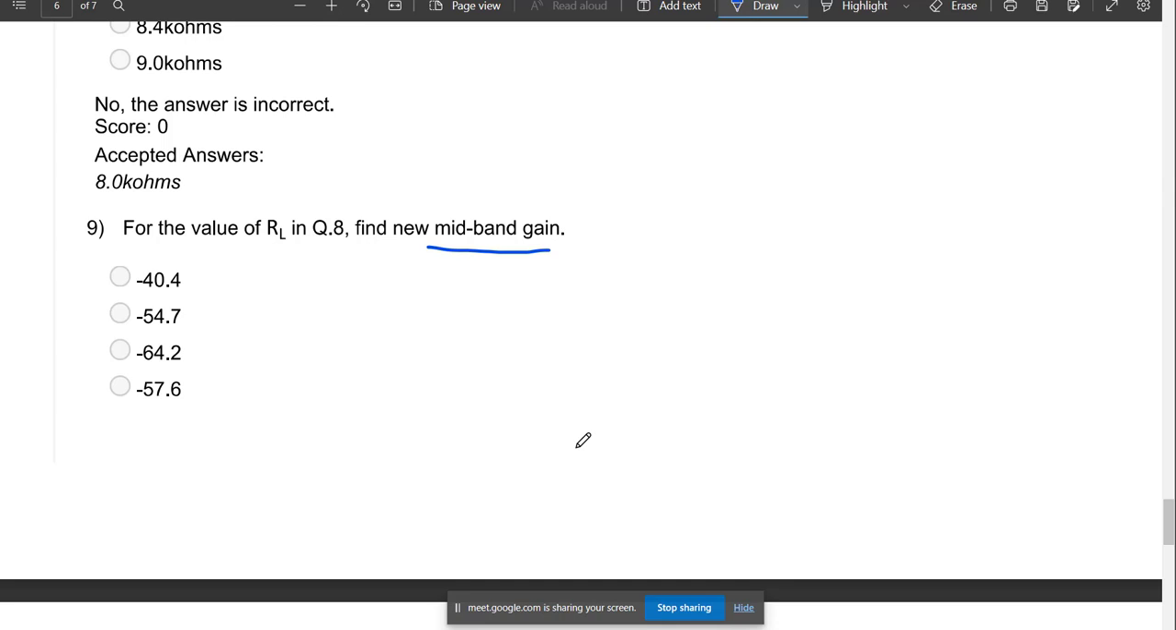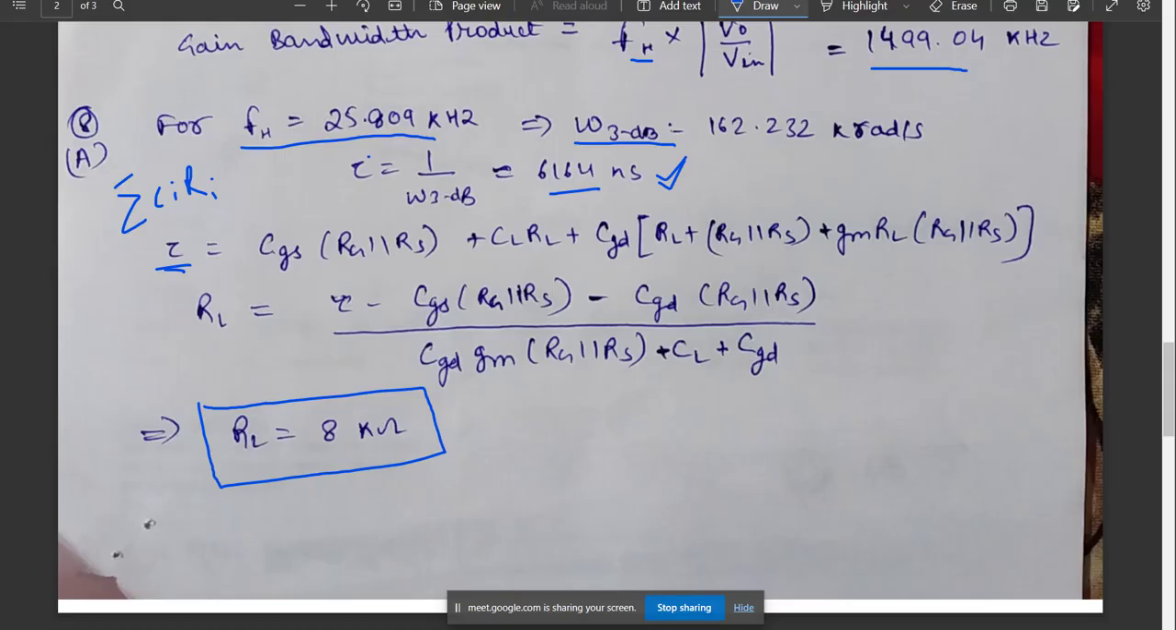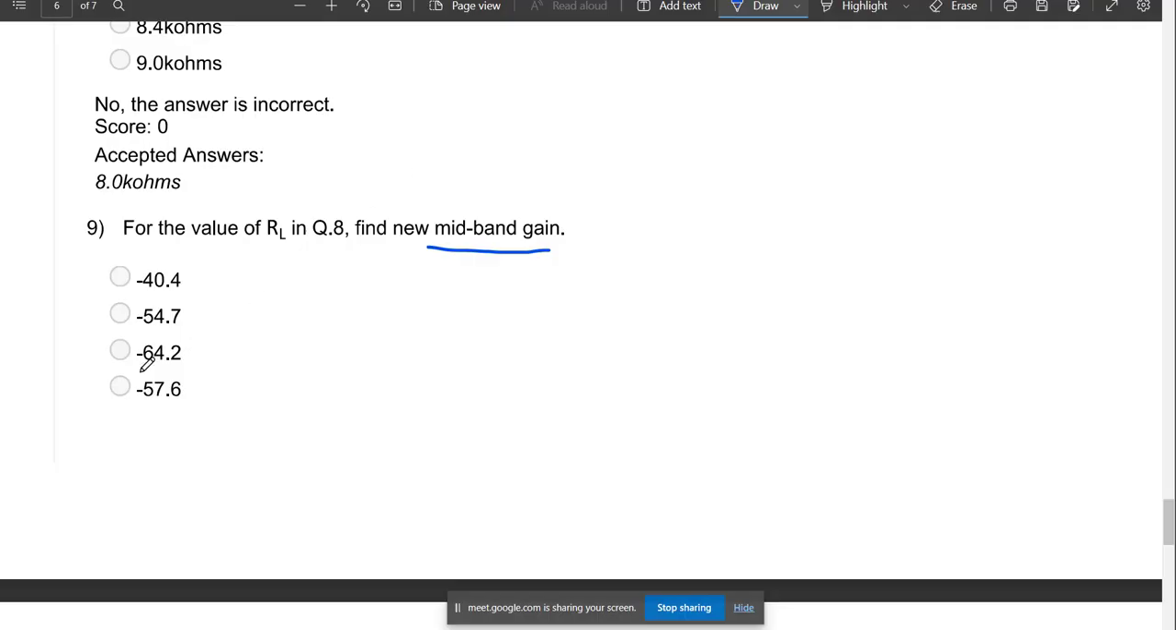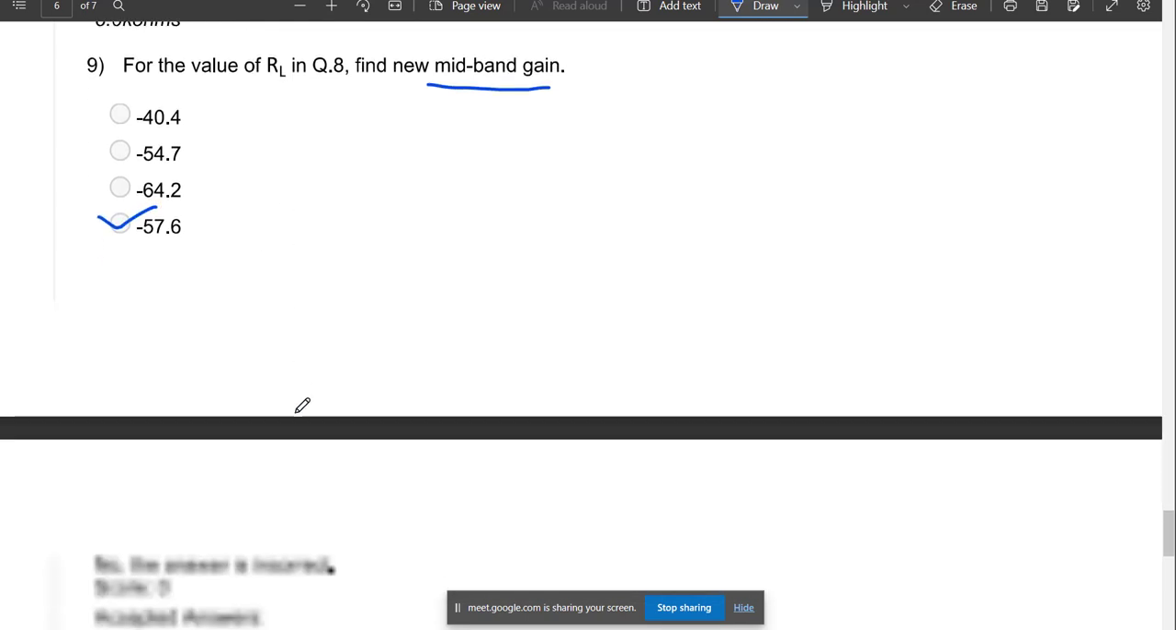Okay. So the same formula is already given to you. Now our new RL is 8 kilo ohms, right? And V0 by Vin is minus GM RS RL upon RG plus RS, right? RG RL divided by RG plus RS. So we'll put all the values and we got the new mid band gain of minus 57.6. So option D is the correct answer.